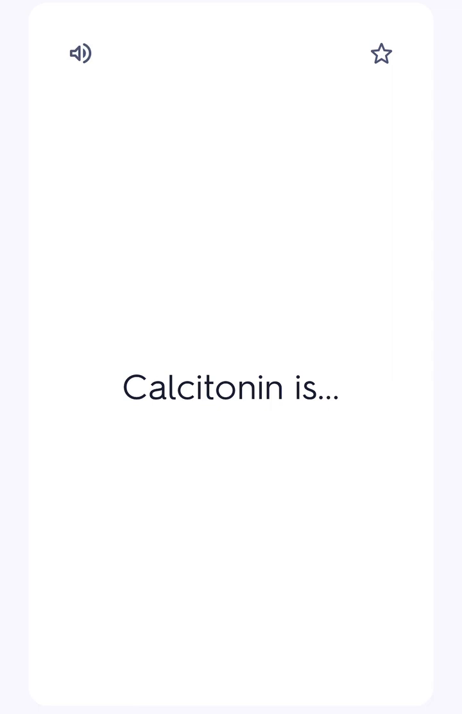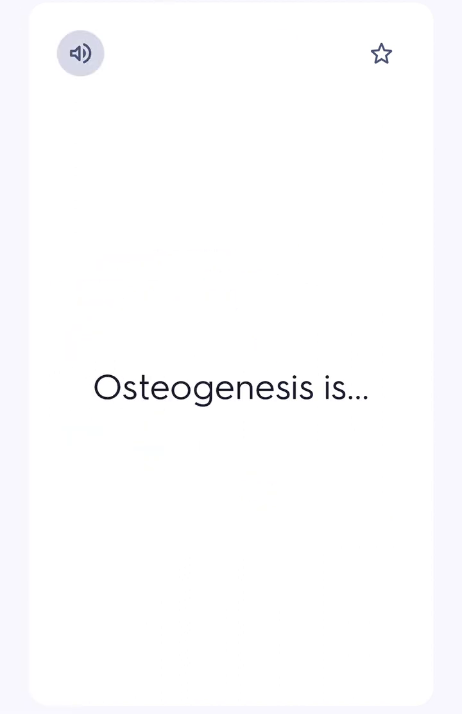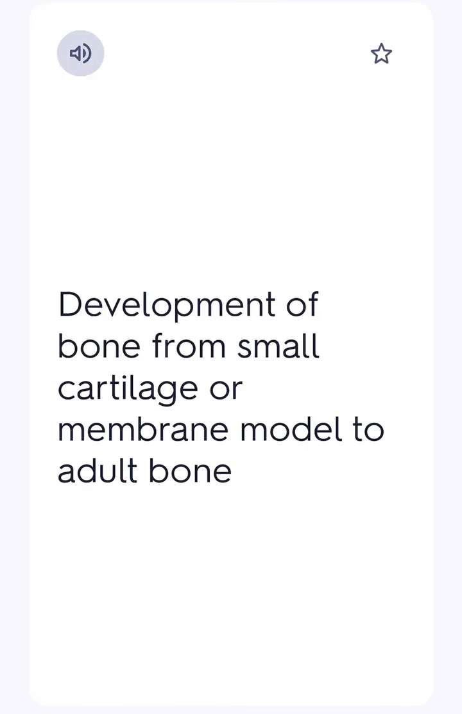Calcitonin is a protein hormone produced in the thyroid gland in response to high blood calcium levels. Osteogenesis is the development of bone from a small cartilage or membrane model to adult bone.